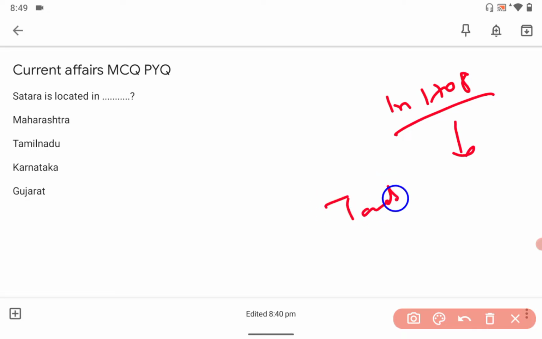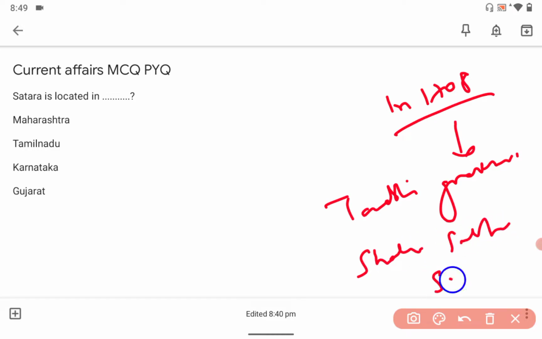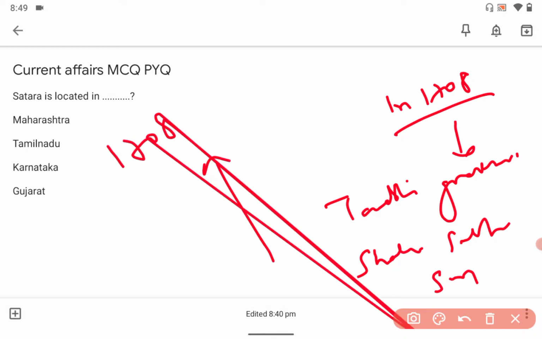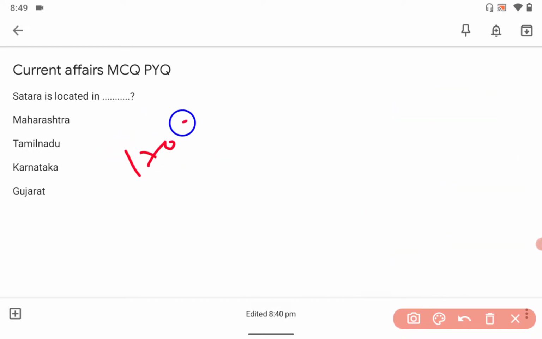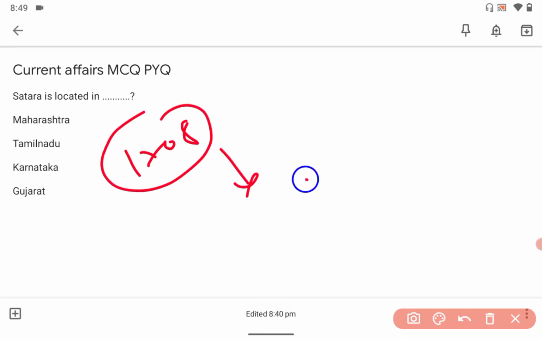Tarabai's grandson, or you can call Sahu Sambhaji's son, became the emperor of the Maratha Empire. In 1708 he became the emperor of the Maratha Empire, right?